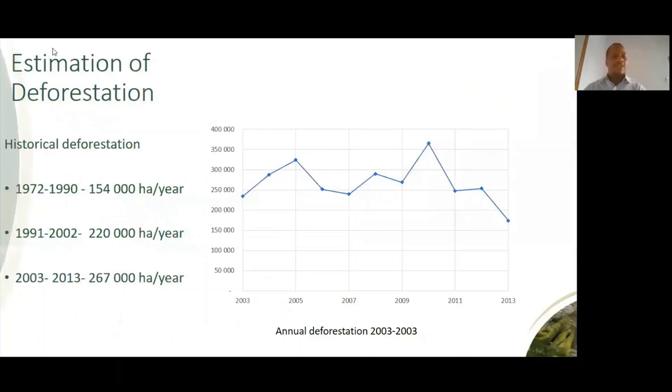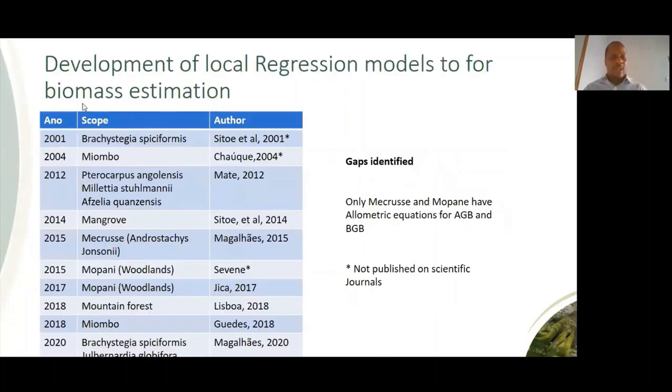So just to start, for the first time in history, we have updated information on annual deforestation, as you can see on the graph shown here. Well, another development in terms of science in the forest sector related to estimation of biomass is the development of regression models that started in 2001, and there is still a lot of research going on related to the development of regression models.